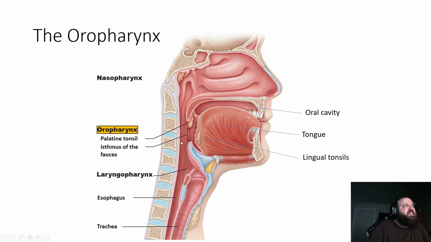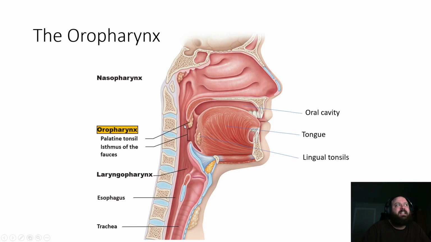Inferior to the nasopharynx is the second subsection of the pharynx, which is the oropharynx. You can see here it's posterior to the oral cavity, and it's actually continuous with the oral cavity via this archway right here. That archway is called the isthmus of the fauces. This is an area where both food and air will pass, right? If you're breathing in here, the air is going to go through here. If you're breathing through your mouth, the air is going to go through here. If you eat, though, the food will also go through here.